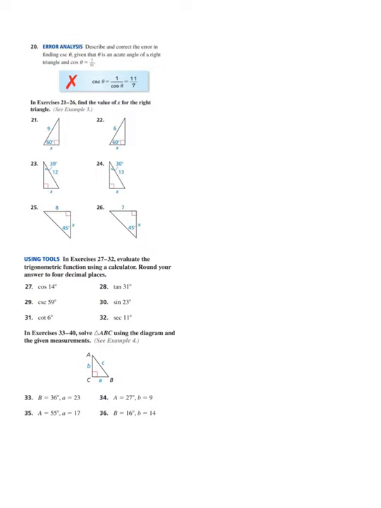All right, on this side, we are doing 20 through 26. So we're going to be doing all of these. Error analysis again. Describe the error in finding cosecant theta, given theta is an acute angle of a right triangle, and cosine theta, which is adjacent over hypotenuse, would be that. So that would make this side 121. So 121 minus 49 is 72. That's the square root of 72.